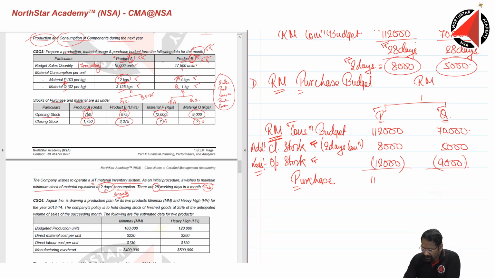So it will be 1,08,000 and next will be 64,000. Is it, or 66,000? 66,000 and 108,000. Alright, we got which budget? We got purchase budget for both raw material P and Q. We have done this.